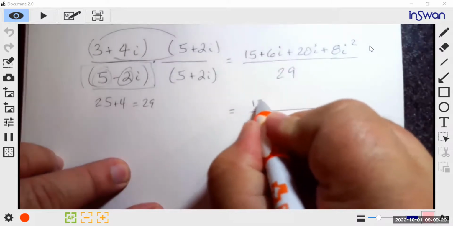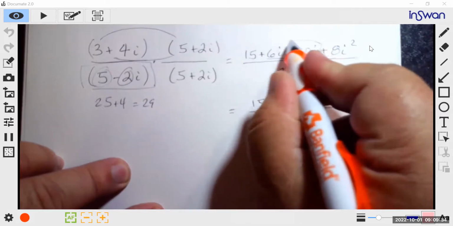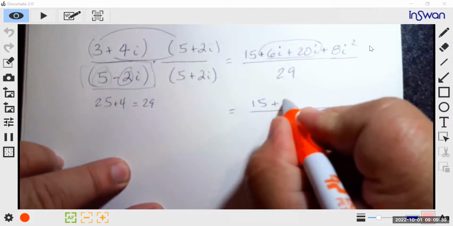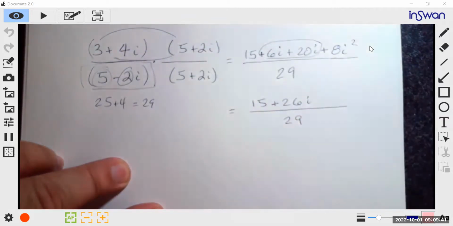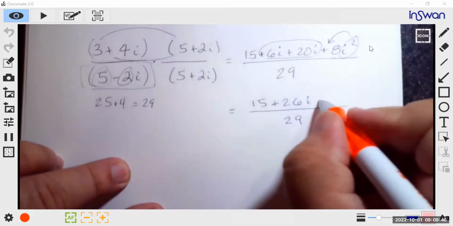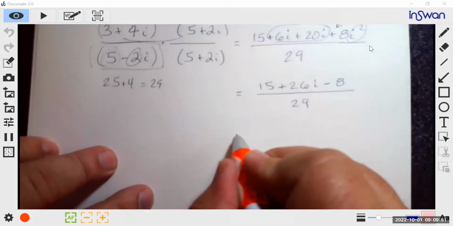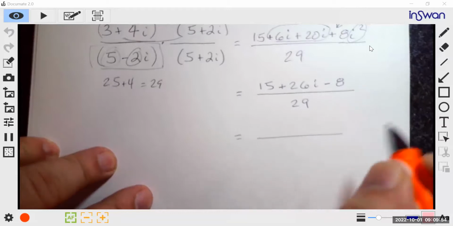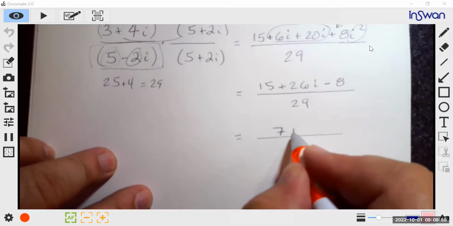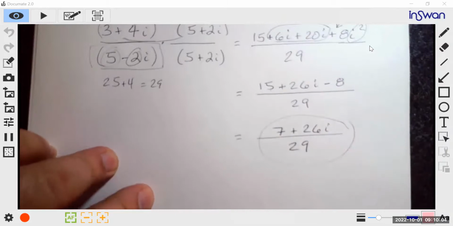So I have 15. We can combine the two middle terms. 20i, they're both positive. 20 plus 6 is 26i. The i squared changes the sign of the coefficient, so it's minus 8. 15 minus 8 is 7. Plus 26i over 29. Since 29 is a prime number, we can't go any further.